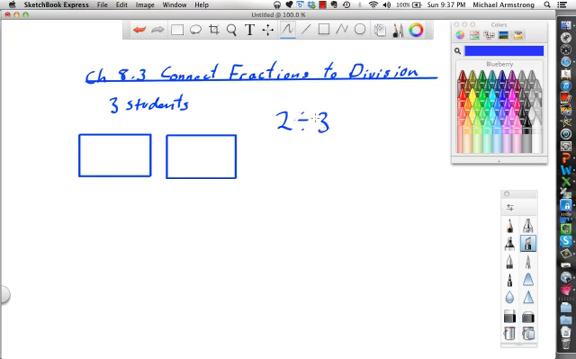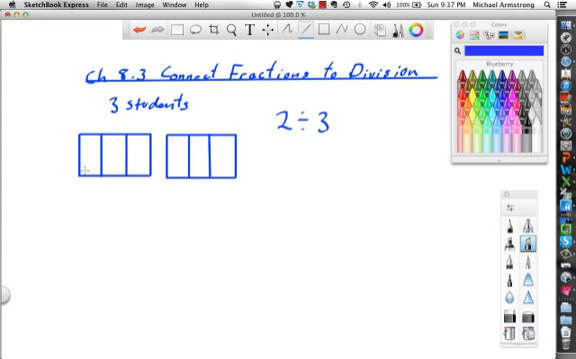people. And this is a little bit hard to do because the 3 is bigger than the 2. So we know that they can't each get a whole piece of paper. They have to get less than a whole piece of paper. So we're going to divide our paper into thirds because there are 3 students. So each student is going to get 1/3 of the piece of paper.